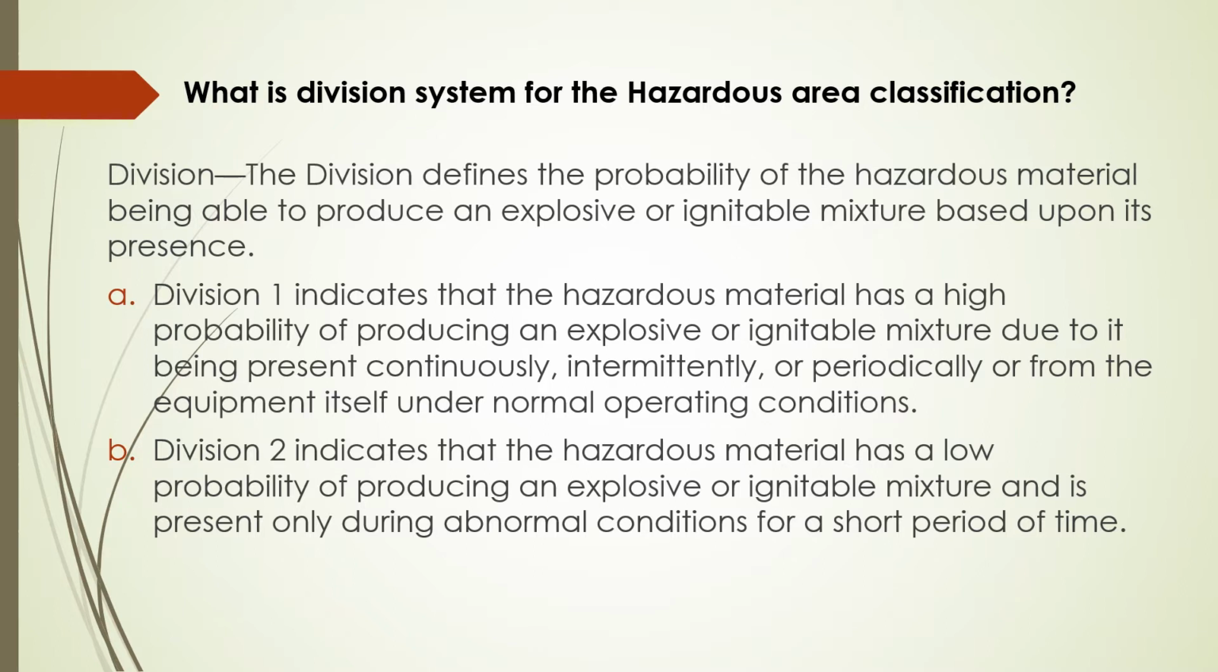What is the division system for the hazardous area classification? Division. The division defines the probability of hazardous material being able to produce an explosive or ignitable mixture based upon its presence. Division 1 indicates that the hazardous material has a high probability of producing an explosive or ignitable mixture due to it being present continuously, intermittently or periodically, or from the equipment itself under normal operating conditions.